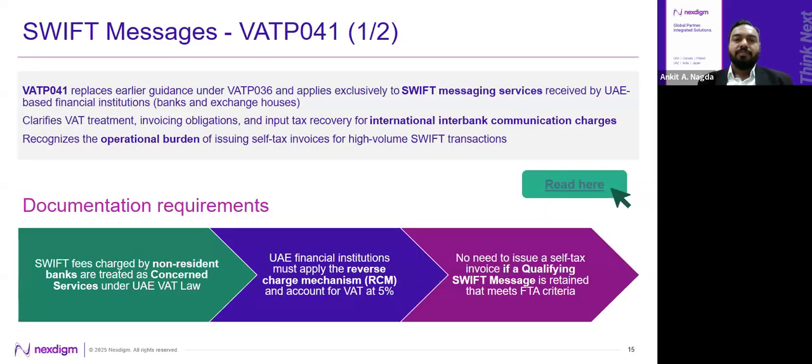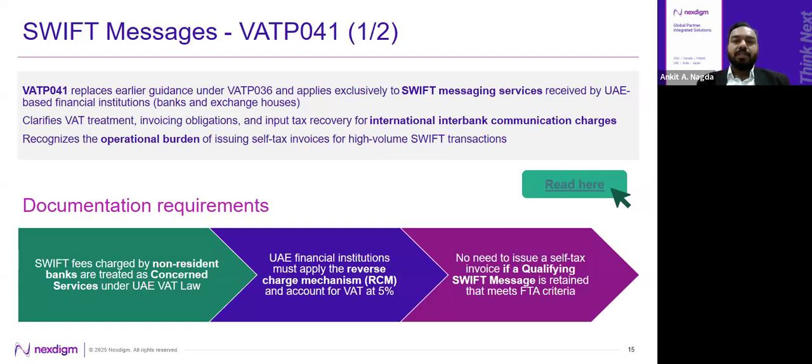Now coming to the next one, on Swift messages, which is primarily for financial institutions in UAE. It typically says that the bank in UAE would be receiving services from foreign banks or other banks, which could involve a good number of transactions on a daily basis, and for which there cannot be a tax invoice or a document issued by the foreign bank to the UAE bank on a daily basis or even on a monthly basis.